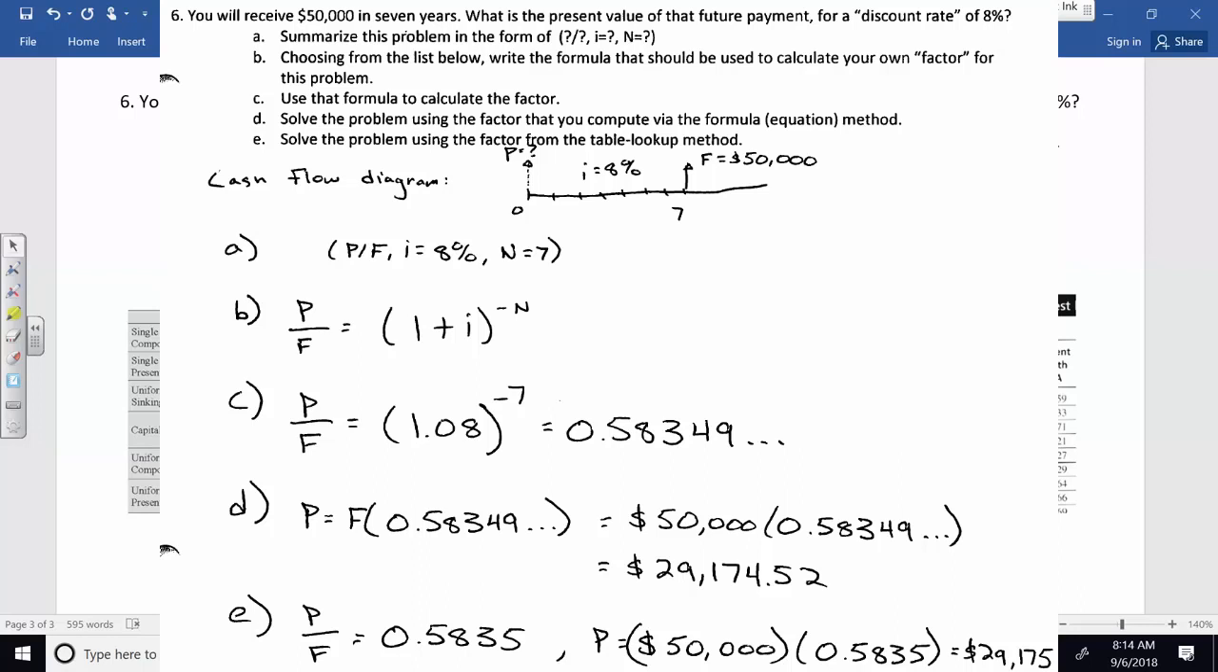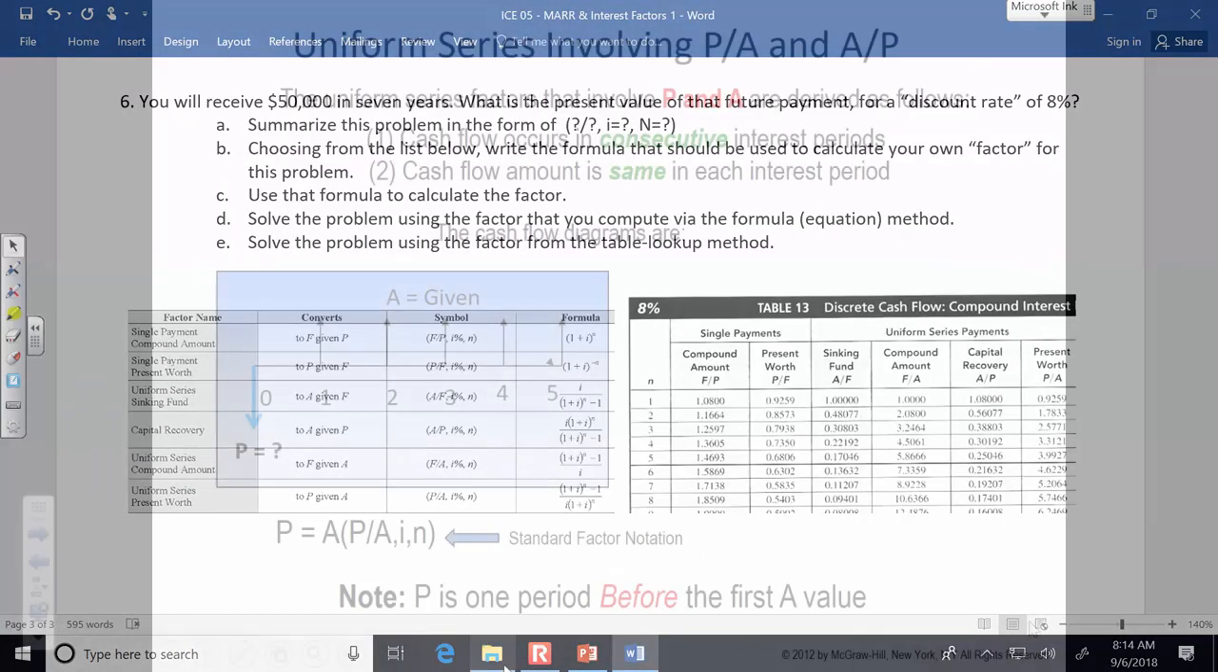Okay, so, depending on the level of precision your analysis requires, sometimes if you're just doing a broad estimate, the factor tables are perfectly acceptable and their precision is just fine. Here, 29,175 is pretty close to 29,174 and 52 cents. That's a pretty good representation.